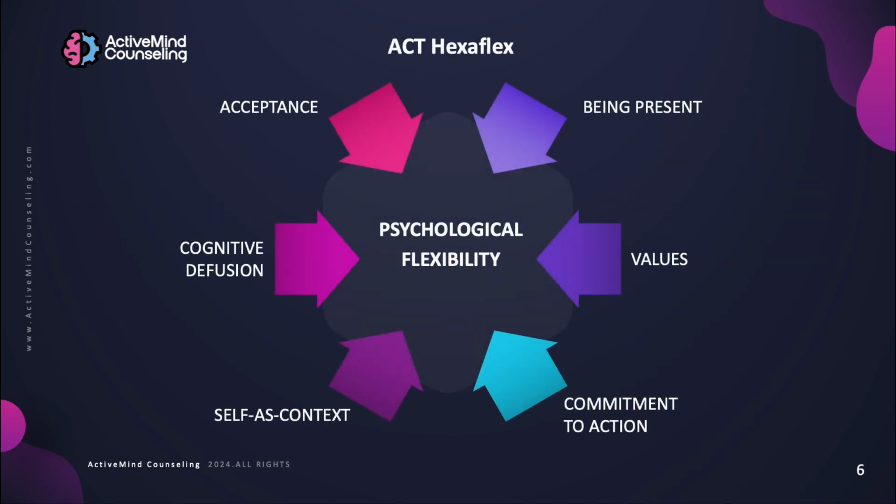ACT promotes psychological flexibility by targeting 6 core areas as demonstrated on the ACT hexaflex. These areas are acceptance, being present, cognitive diffusion, values, committed action, and self as context.